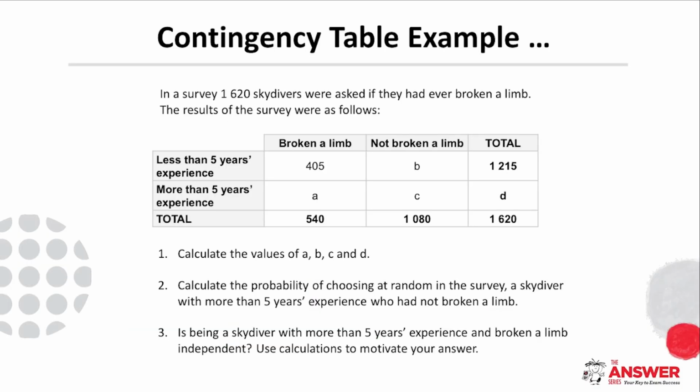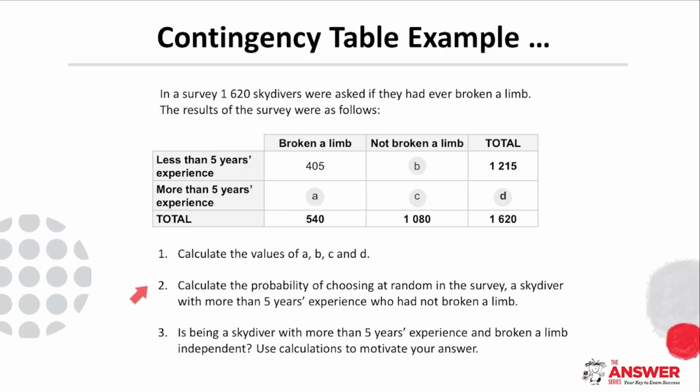Let's look at this example now. In a survey, 1,620 skydivers were asked if they had ever broken a limb. The results of the survey are given in this table. The results displayed in the table give information for whether they had or hadn't broken a limb and for how many years' experience they had. As you can see, there are some gaps in the information provided, and the first question asks us to calculate these gaps, the values of A, B, C, and D.